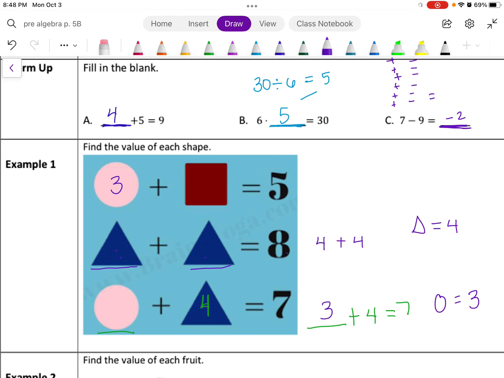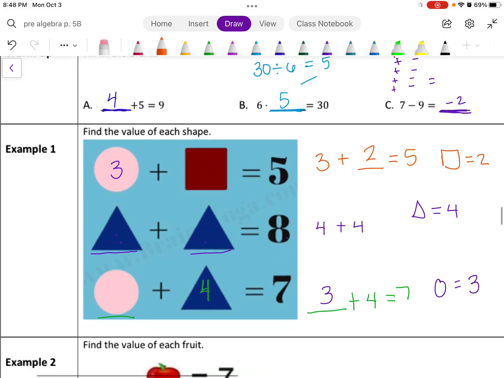Which means we can fill in our circle on that top line, which leaves us with a circle, or 3, plus what is 5. So again, another way to write this would be 3 plus what is 5. 3 plus 2 is 5. So we know that a square is worth 2. So what we did is we just found these 3 values.